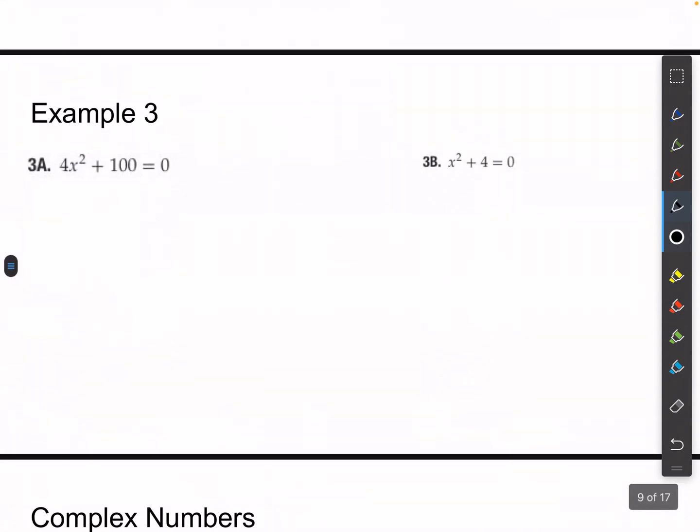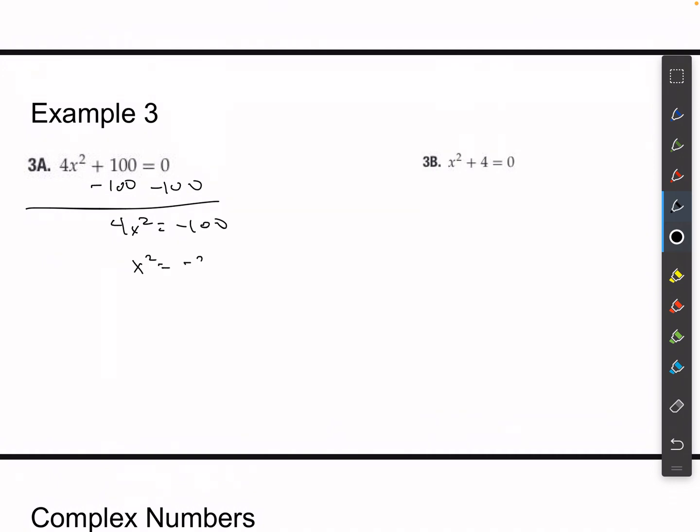Okay, so here let's do some of those. Let's move this 100 over and try to solve this. So we get 4x squared is equal to -100. Divide both sides by 4. x squared is equal to -25. And then x is equal to plus or minus the square root of -25. If I simplify that, that's plus or minus 5i.